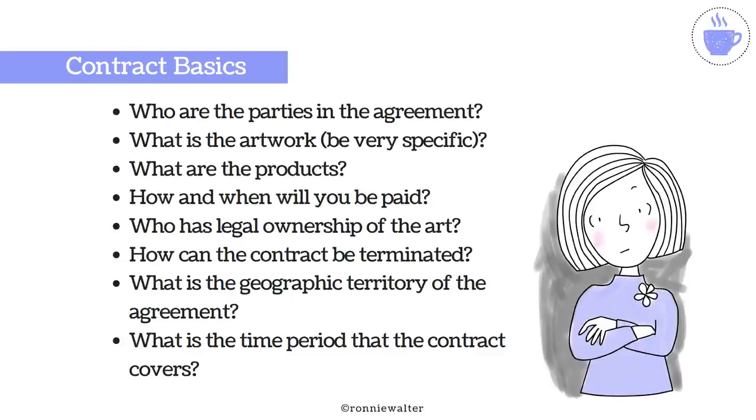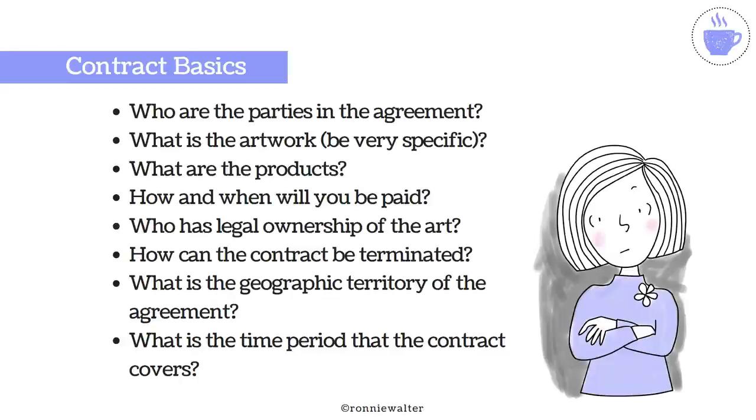First of all, you want to know who are the parties in the agreement. Generally, that's going to be you and the company who is licensing the work, the manufacturer. So it might be, in our earlier example, the cupcake artwork and the Big Coffee Cup Company. So it's you as the artist and the Big Coffee Cup Company. And what is the artwork? The artwork needs to be very specific, what you are licensing to them. If you have a whole collection and they're only licensing one piece of it, you need to be very specific about what piece that is.